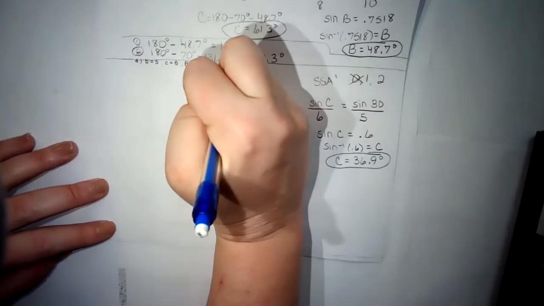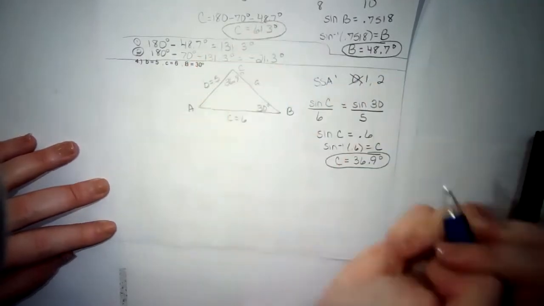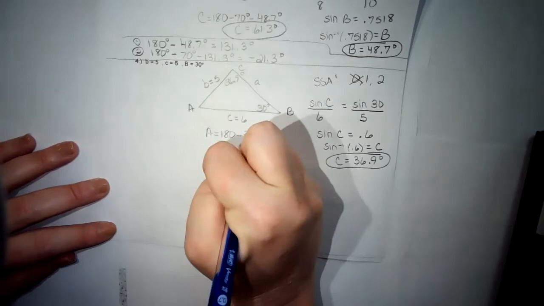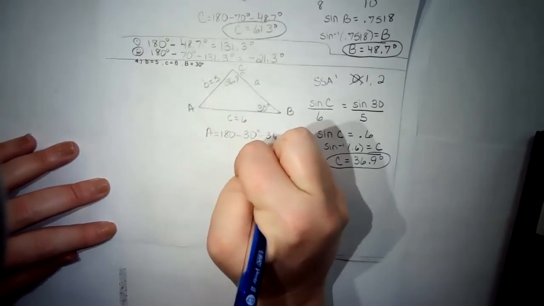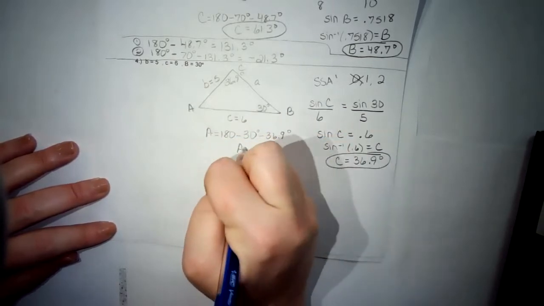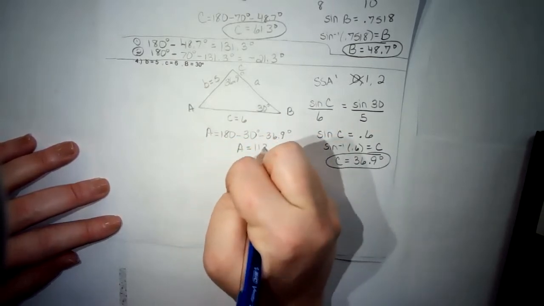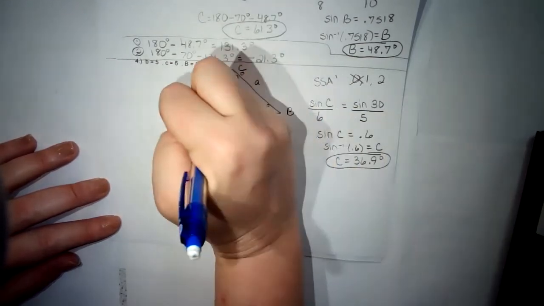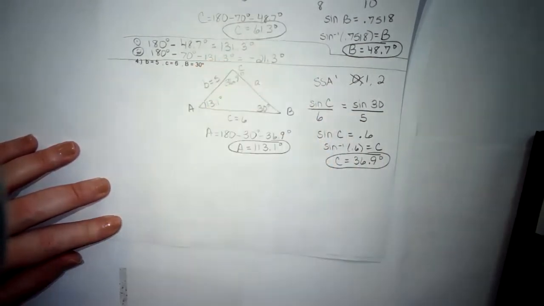Okay, so now I have angle C. All right, to get angle A, I'm going to do 180 minus 30 minus 36.9. Angle A is a big boy. He's 113.1 degrees.